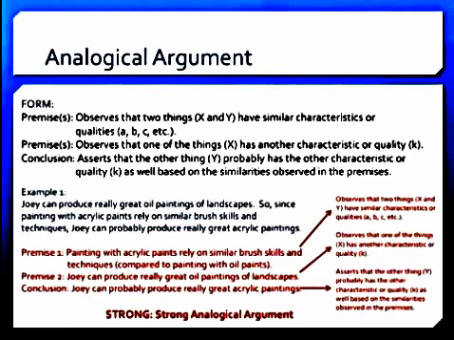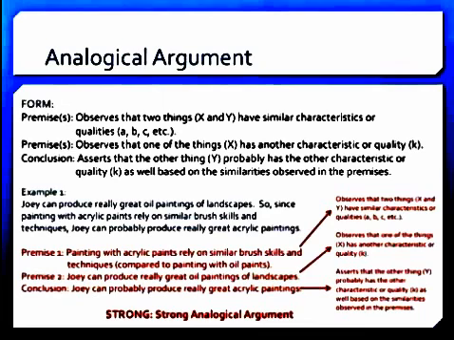Then the second premise observes that one of the things, x, has another characteristic or quality. In this case, you have the observation that Joey can produce really great oil paintings of landscapes. So here you have the observation that oil paintings of landscapes are things that Joey can produce really well. The conclusion then asserts that the other thing, y, probably has the other characteristic or quality k as well, based on the similarities observed in the premises. In this case, you have the conclusion Joey can probably produce really great acrylic paintings. So notice how the property or quality or characteristic that Joey can probably produce really great paintings of some type is being applied to acrylic paintings in the conclusion.